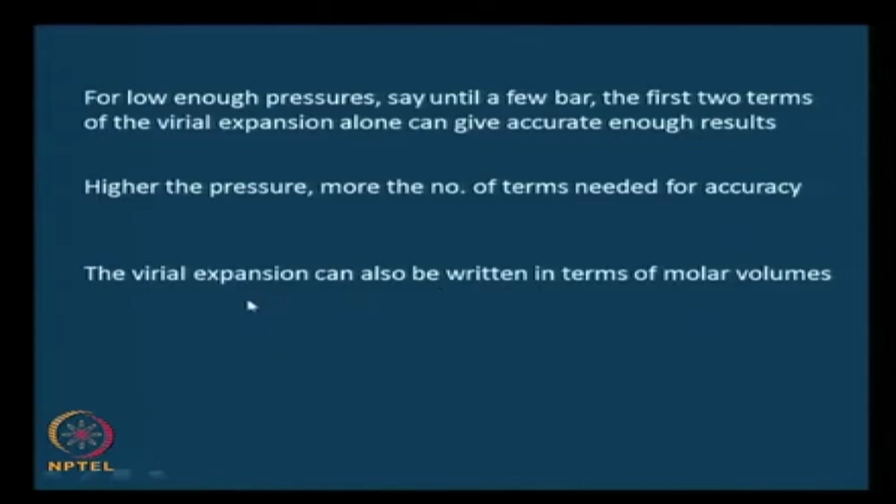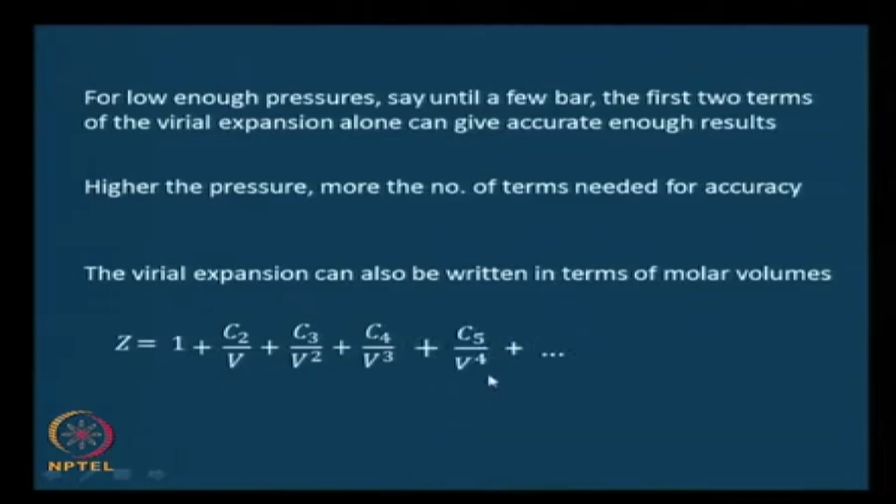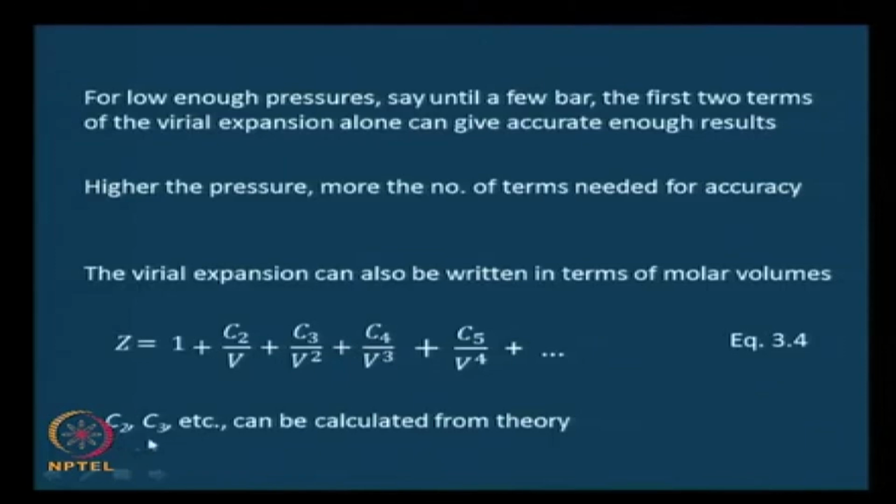And we also saw that the virial expansion can be written in terms of molar volumes. Of course, since it is a direct function of pressure, this has to be an inverse function of volume. Therefore, Z equals 1 plus C2 by V plus C3 by V squared plus C4 by V cubed plus C5 by V power 4 and so on and so forth. And C2, C3 can also be calculated from theory.